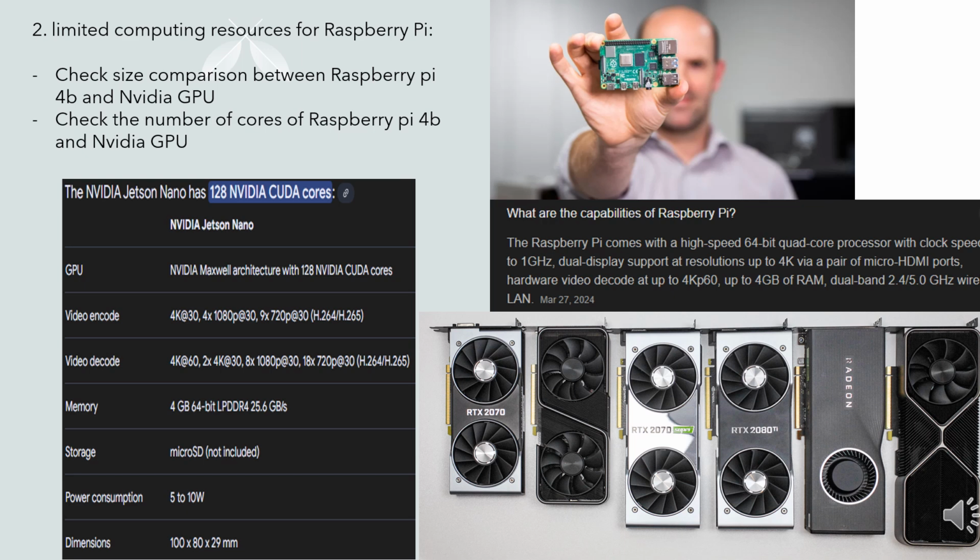So you can see the limited computing resources of the Raspberry Pi. Check the size comparison between the Raspberry Pi 4B and the NVIDIA GPU. The Raspberry Pi is much smaller than a traditional GPU, and you can see the number of cores: the Raspberry Pi only has a quad core, and a traditional NVIDIA GPU like the Jetson Nano already has 128 NVIDIA CUDA cores.